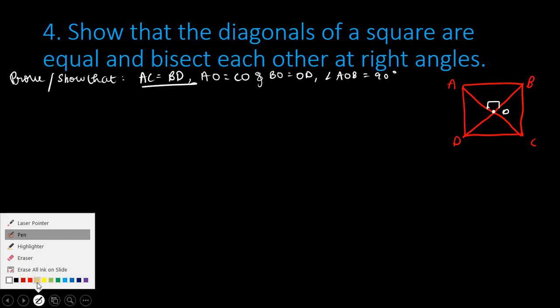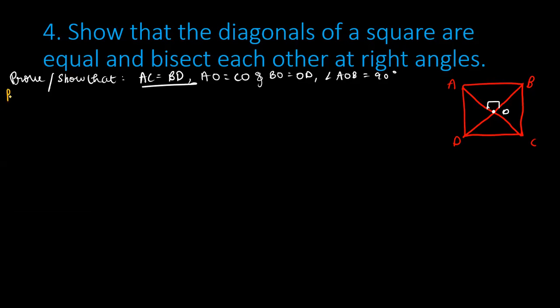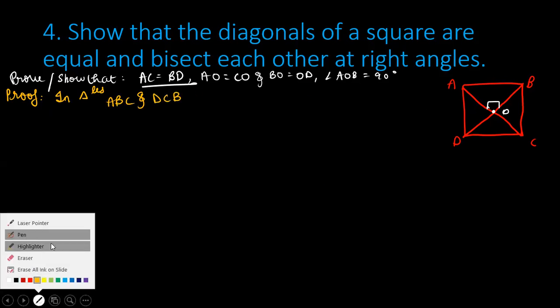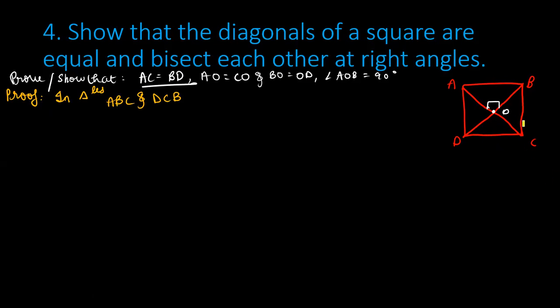So let's first prove that the diagonals are equal to each other. Let's get started. So proof. For proof, we are going to consider first two triangles ABC and DCB. Let me just try to highlight that for you.